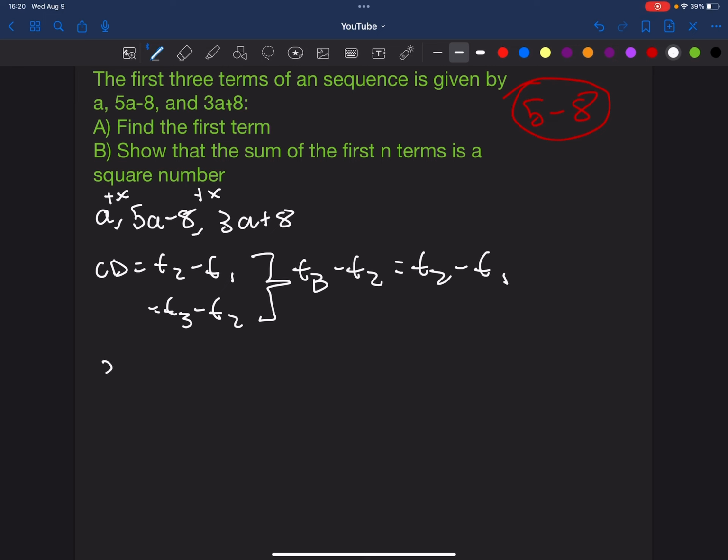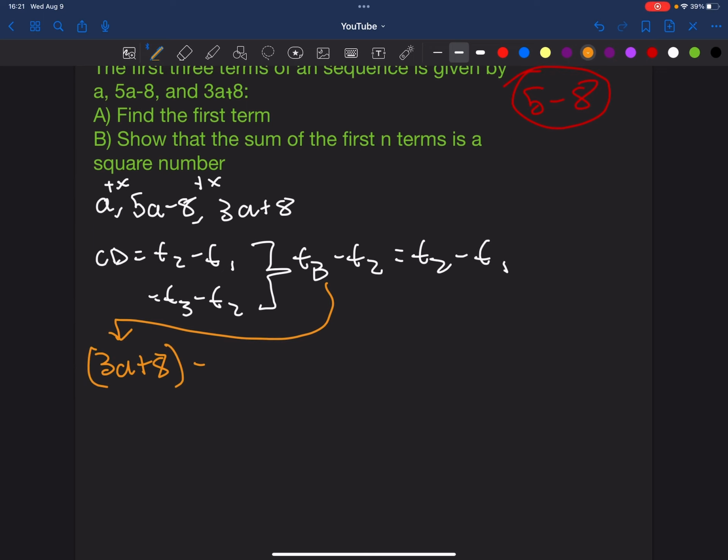We're going to do 3a plus 8. Let me use a different color. Let's choose orange. So 3a plus 8, so we're using this rule. 3a plus 8 minus 5a minus 8 is also equal to 5a minus 8 minus a. Okay? Now, let's do our algebra.